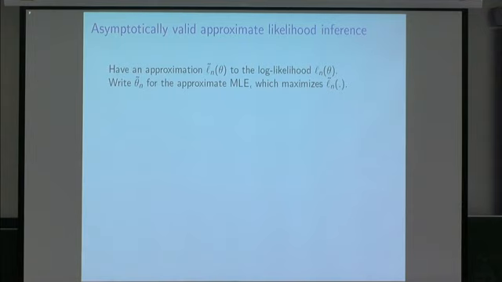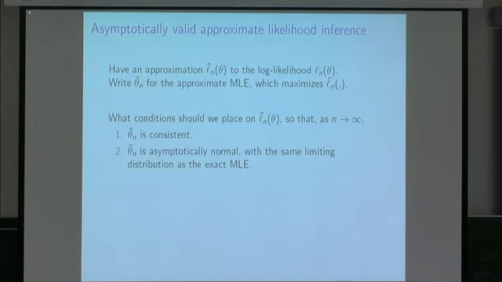Okay, so now we have our approximate log likelihood, and we're writing theta tilde n for the approximate likelihood estimator, which maximizes that. The first question we want to answer is what kind of conditions we have to put on the approximate log likelihood to make sure that the approximate likelihood estimate retains exactly those properties. We want it to be consistent, asymptotically normal, and have exactly the same limiting distribution as the exact MLE. That's saying we want it to be a completely efficient estimator.